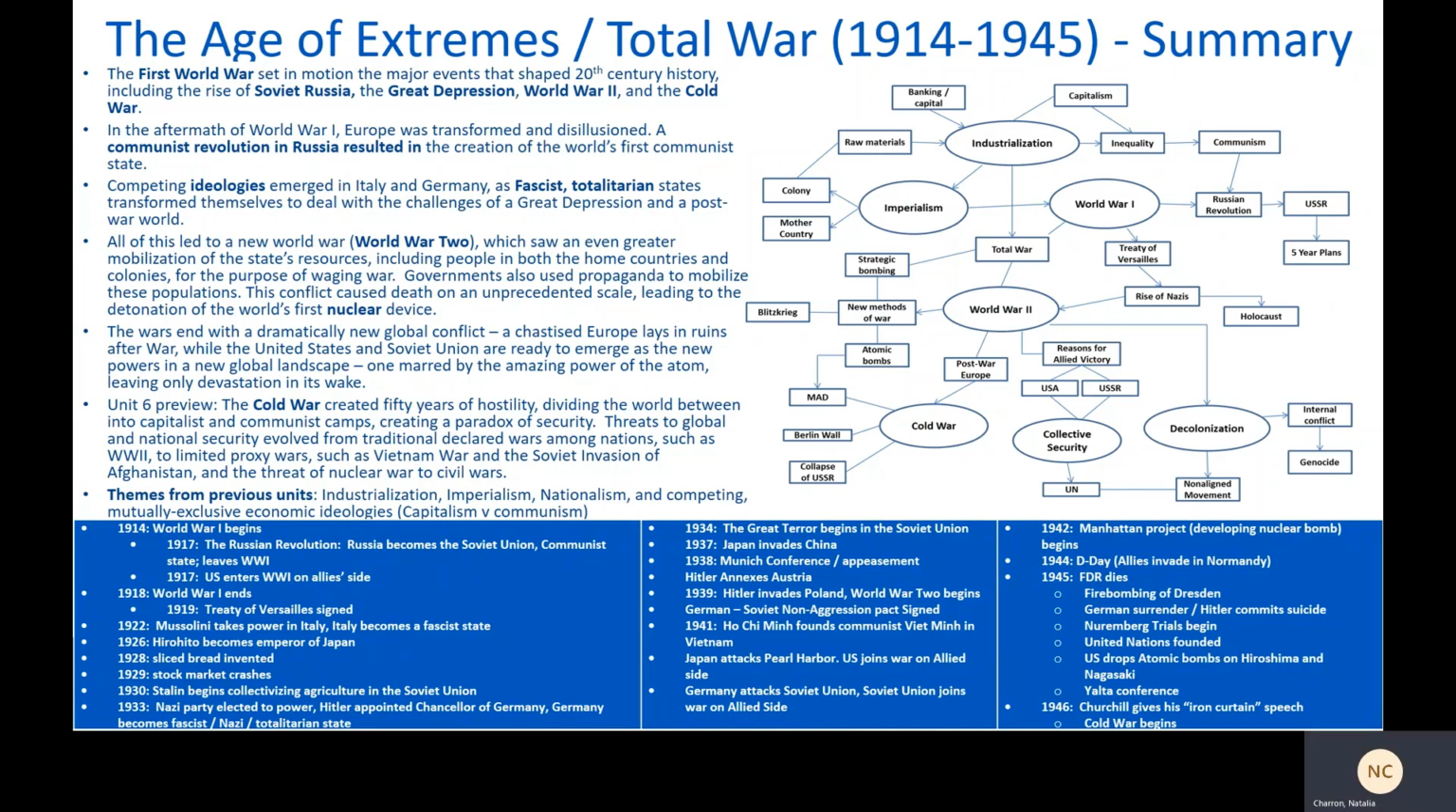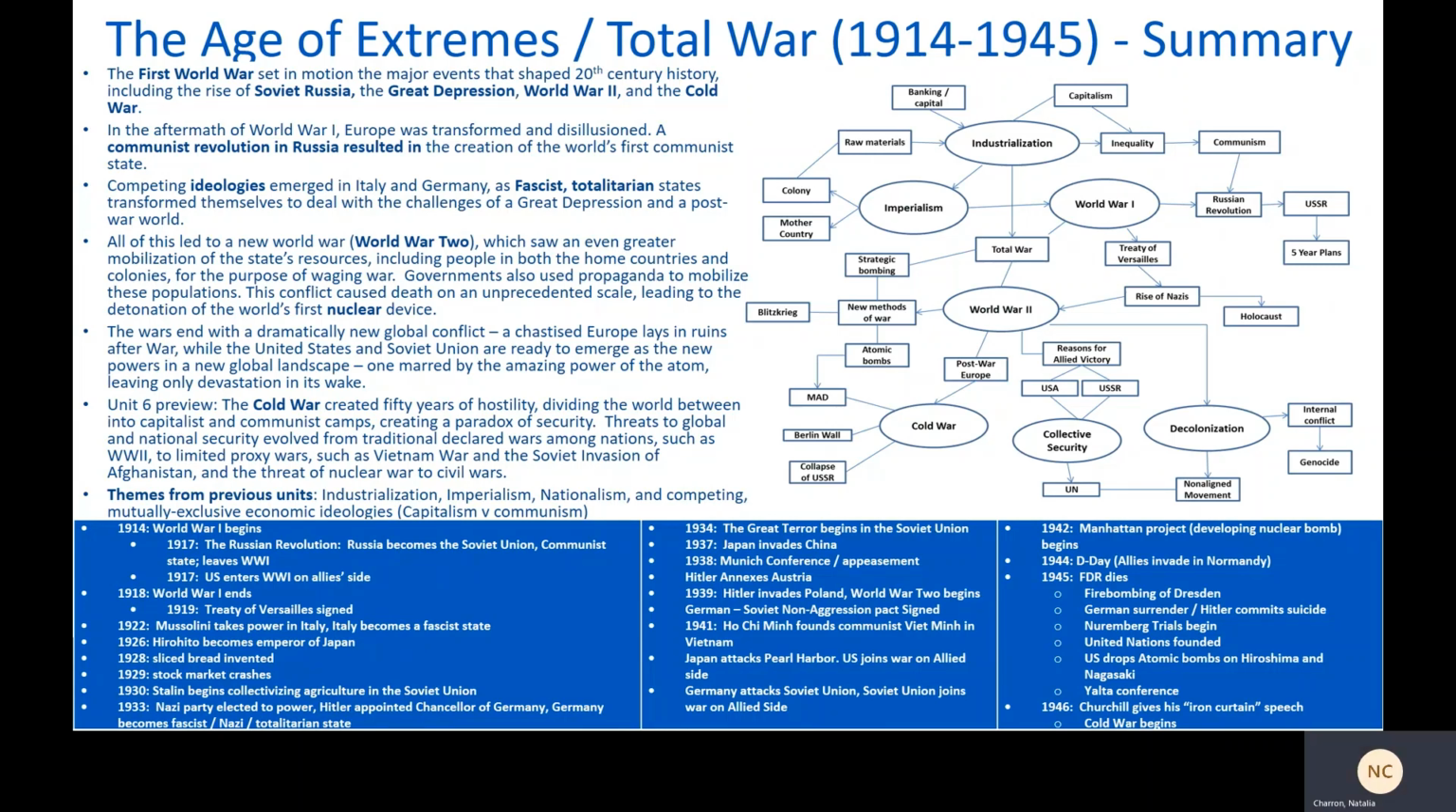The war ends with a dramatically new conflict. A chastised Europe lies in ruins after the war, while the United States and the Soviet Union are ready to emerge as the new superpowers in a new global landscape, one marred by the amazing power of the atom bomb, leaving only devastation in its wake.